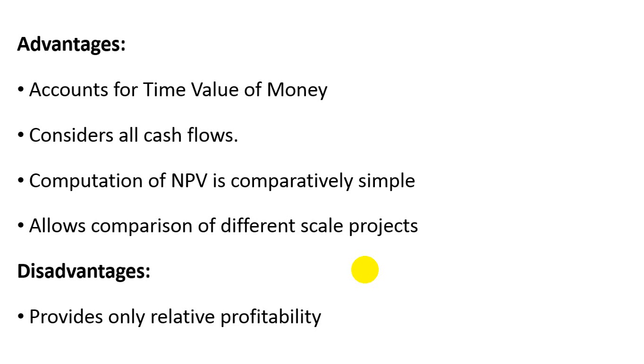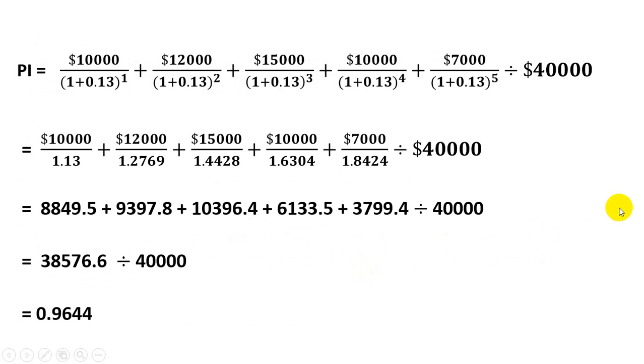The advantage of the PI is that it still accounts for the time value of money, as the IRR was also counting the time value of money of projects. The second thing is that it considers all the cash flows, not a single cash flow, for all the years. The third plus point is that the computation is comparatively simple, because we can just divide by the initial cash outflow.